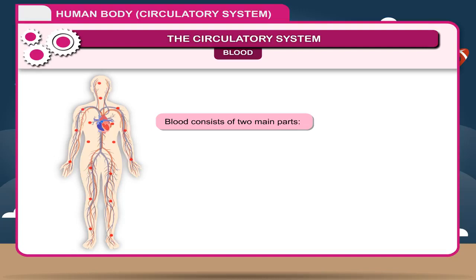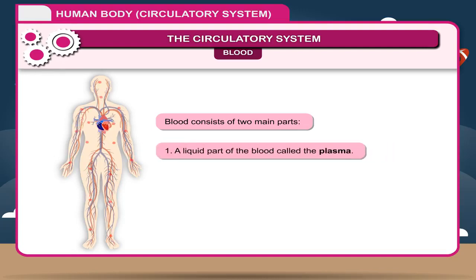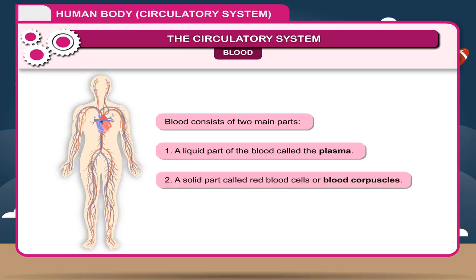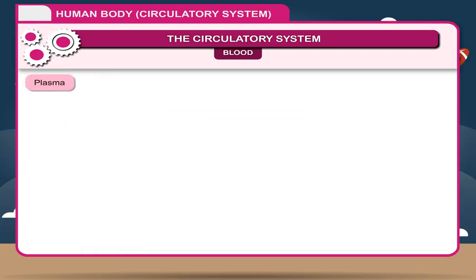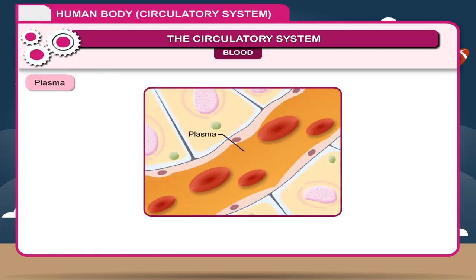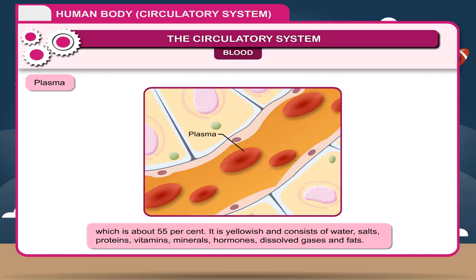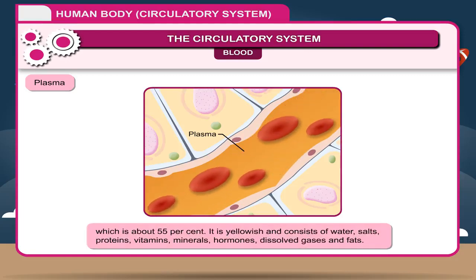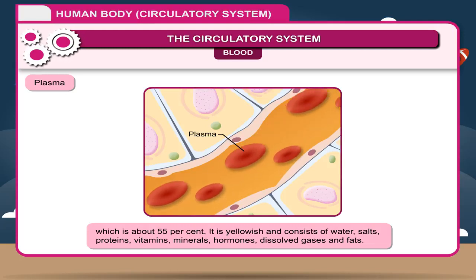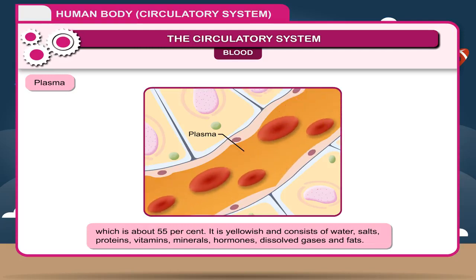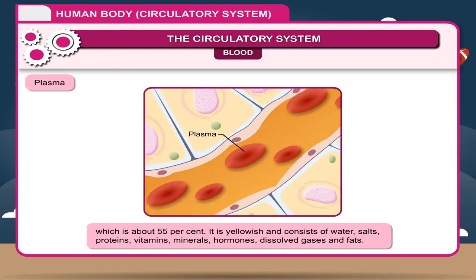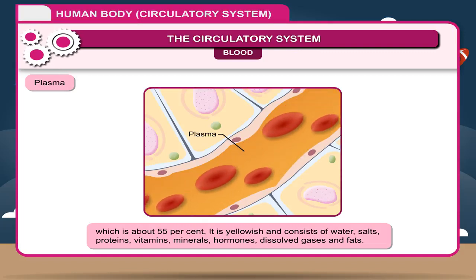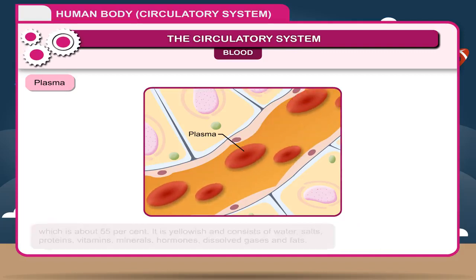Blood consists of 2 main parts. 1. A liquid part of the blood called the plasma. 2. A solid part called red blood cells or blood corpuscles. Plasma. Plasma constitutes the major part of the blood, which is about 55%. It is yellowish and consists of water, salts, proteins, vitamins, minerals, hormones, dissolved gases, and fats.